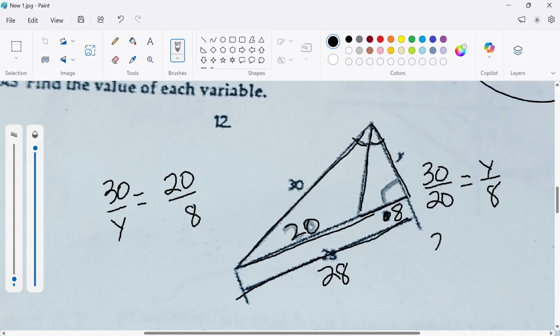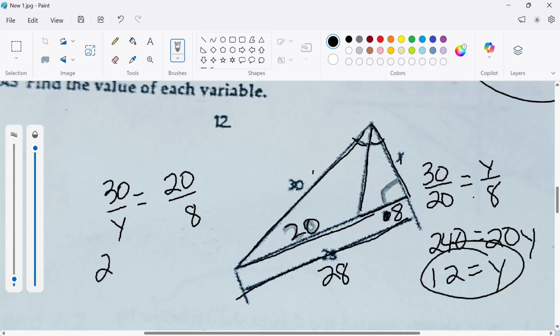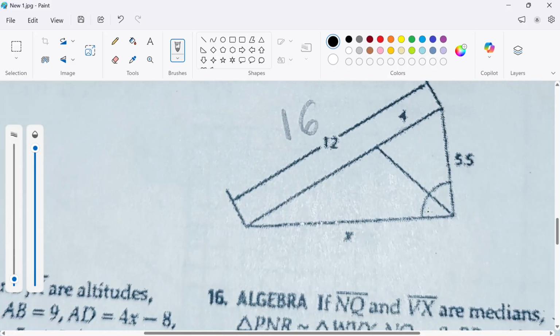8 times 30 is 240 equals 20y. So it can be the ratio between the triangles or within the triangles. This is the ratio within the triangles. 240 divided by 20 is 12. Y equals 12. And notice this one, 240 equals 20y. This is the ratio between triangles. The ratio of corresponding sides between the triangles has to be the same as the ratio between corresponding sides within the triangle. So 12 equals y. Same answer either way. That's 12.